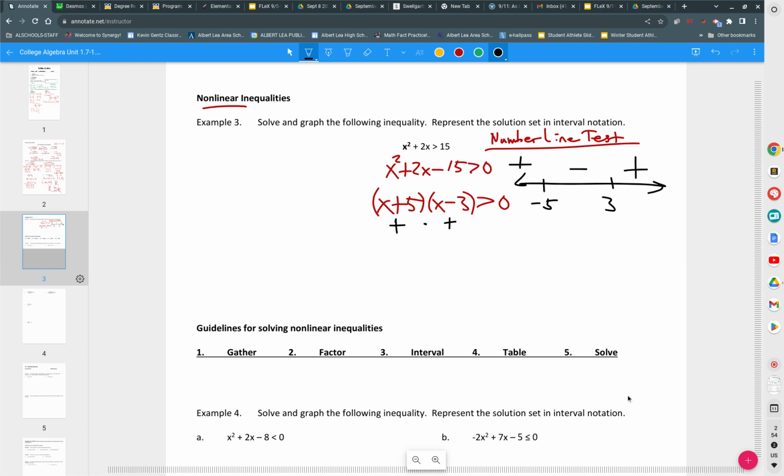Now, here's the key. Are we wondering where this inequality is positive, or are we wondering where it is negative? Which one? Why? Positive. Why? Because it's greater than 0. Yeah, look, you're wondering where it's greater than 0. So therefore, your solution set is wherever it's positive, from negative infinity to negative 5, union 3 to infinity.